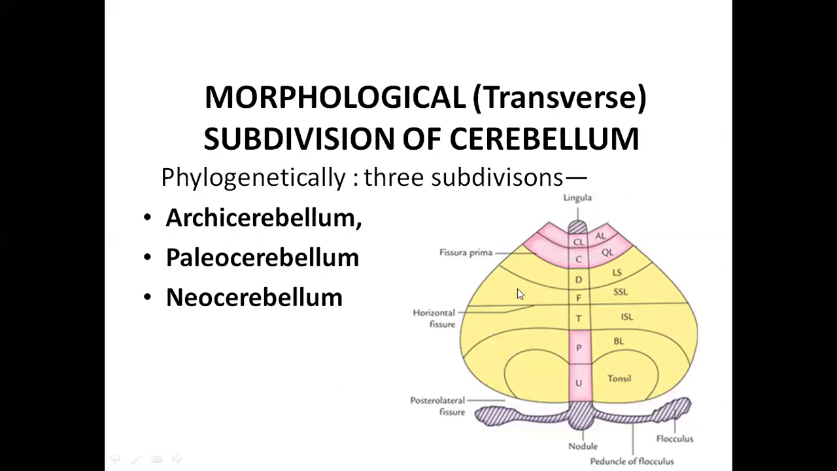Okay. So the different colors have been given to show different areas of phylogenetic subdivision, which I have already discussed, right? Archicerebellum is the oldest, the flocculonodular lobe. Whichever has been shown in pink is the paleocerebellum, which is concerned with muscular coordination, and the latest one, whichever has been shown in yellow color, is the neocerebellum. You can write the components also.